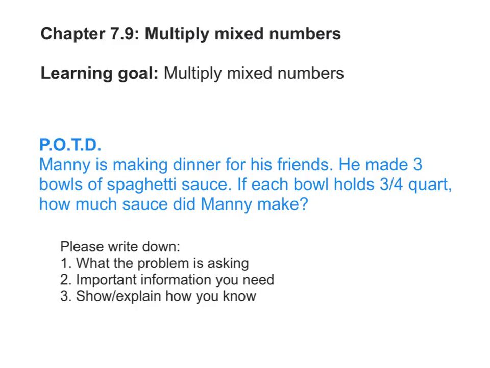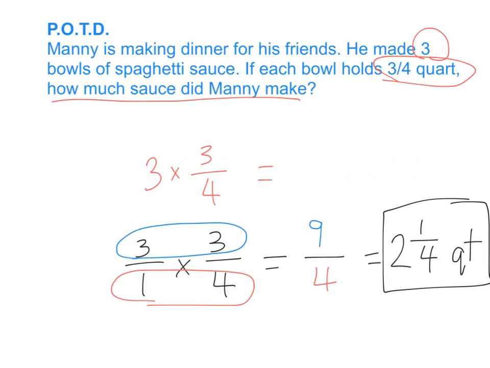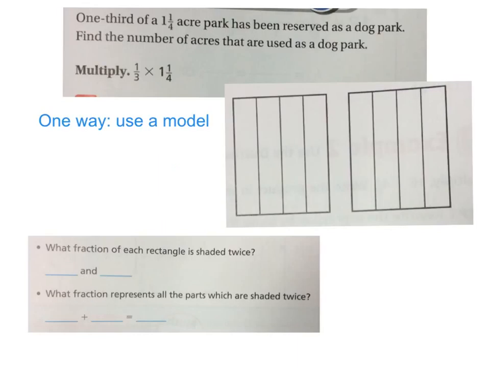But first, of course, let's talk about the problem of the day. Now, our problem for today says 1/3 of a park that's 1 1/4 acres has been reserved as a dog park. Okay, so how big is the park altogether? Yeah, the whole park altogether is 1 1/4 acres. But is all of it a dog park? No, only how much of that? Only 1/3 of the 1 1/4 acres is a dog park. The question's asking us to please find the number of acres that are used as a dog park.